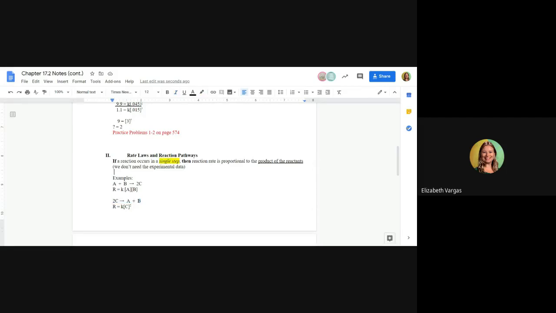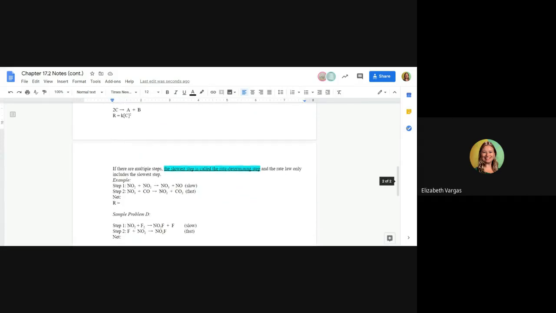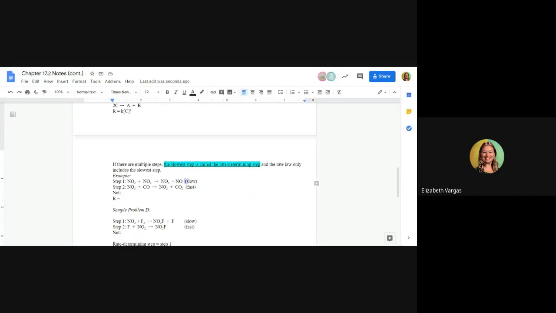And then there's one more red flag that you're looking for. Usually they write it like this, they tell you which one is slow and which one is fast in a mechanism. Remember, a mechanism is just all the steps that lead to a net reaction. If they put slow, that's telling you that step 1 right here is the rate determining step. It's the slow step. So this is what's holding up the entire reaction from taking place. So my rate law is just going to involve my slow step. Okay, and I don't love this example because it's kind of confusing.